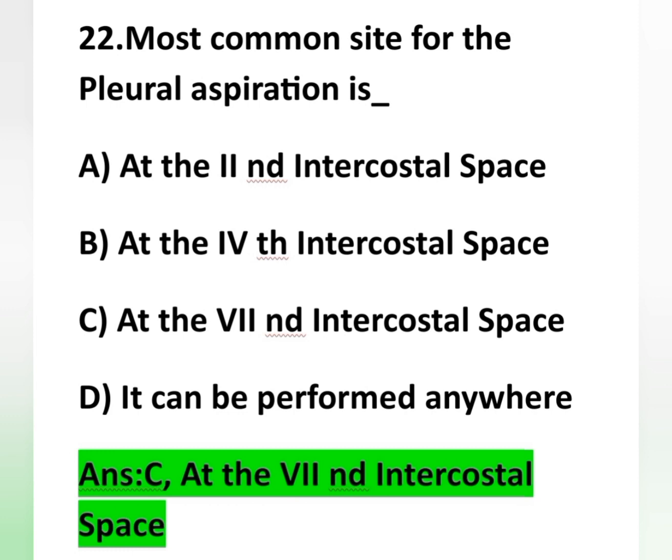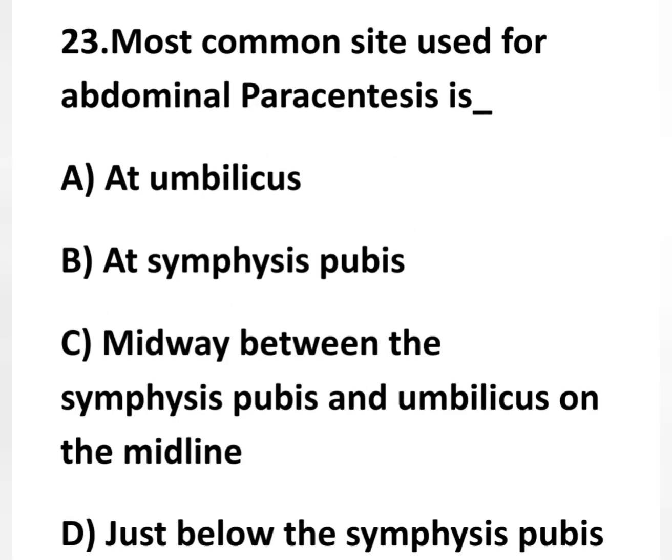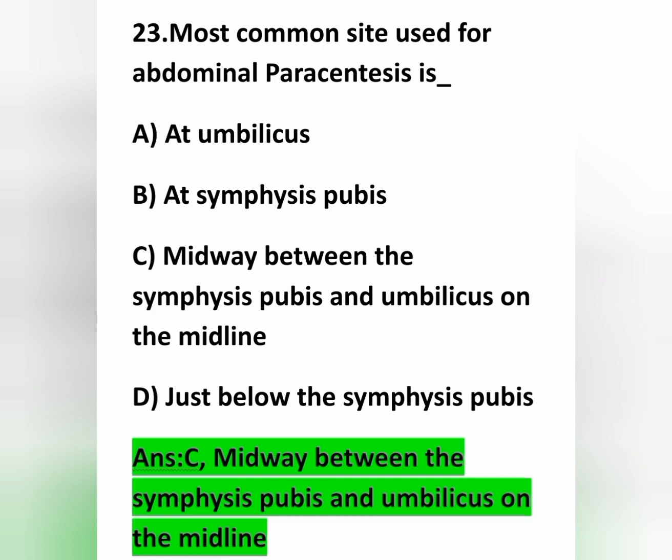Next question, number 23. The most common site used for abdominal paracentesis is: option A, at the umbilicus; option B, at the symphysis pubis; option C, midway between the symphysis pubis and the umbilicus on the midline; option D, just below the symphysis pubis. Here the question is the common site for abdominal paracentesis, and the correct answer is midway between the symphysis pubis and the umbilicus on the midline.